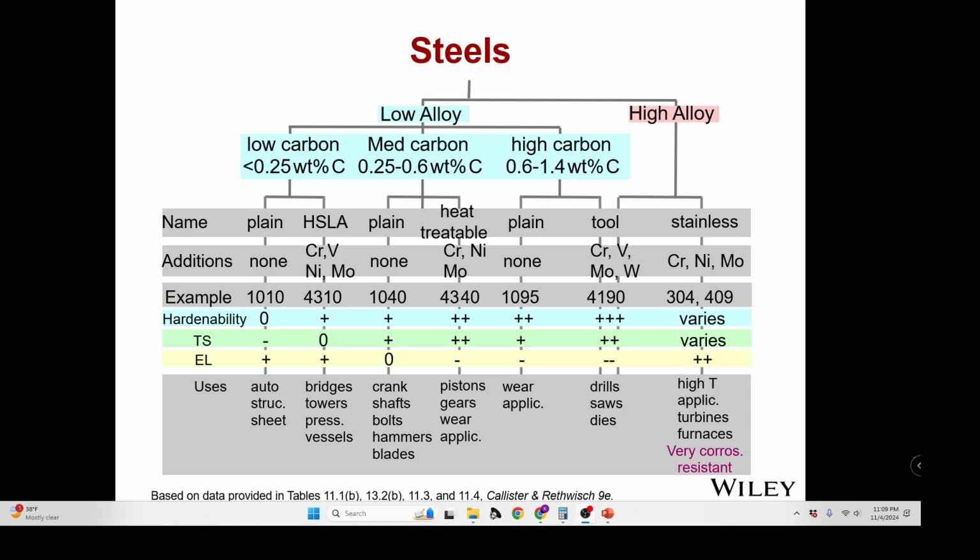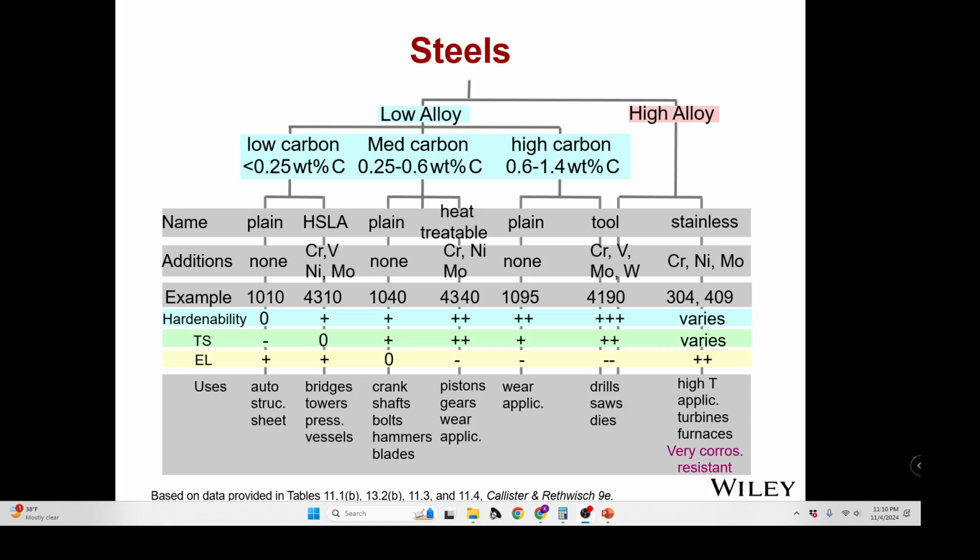Higher carbon, such as something like a 1095. So no additional elements. High in hardenability, mid-range in terms of tensile strength, poor in terms of ductility, good in a wear application, but no real corrosion resistance. So it's prone to corrosion. So it has to be in a wear application where there's good lubrication to help prevent surface oxidation.